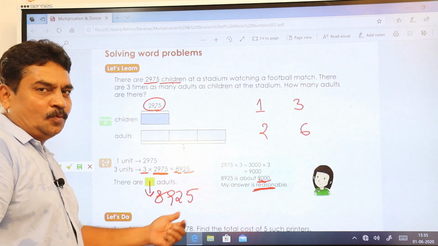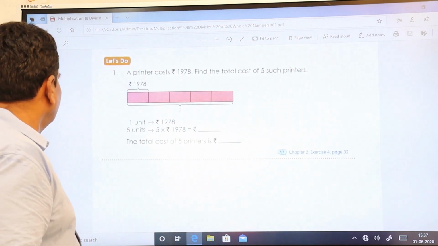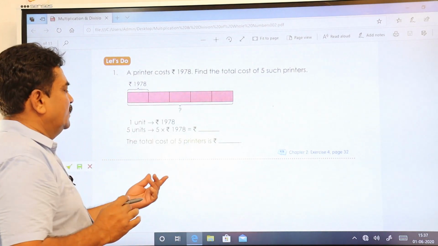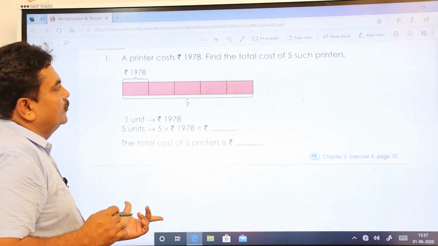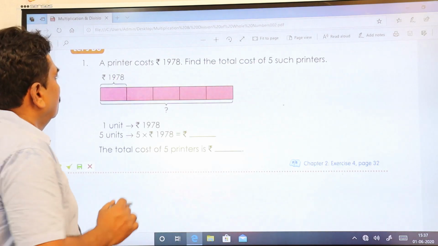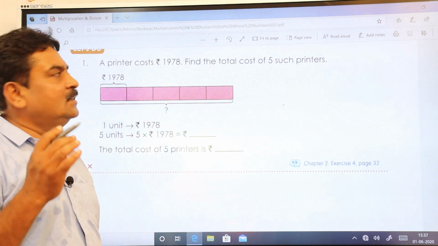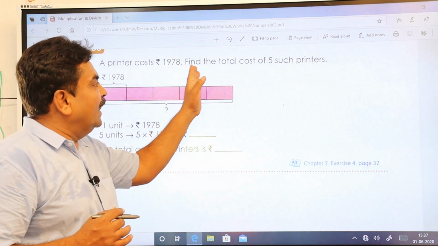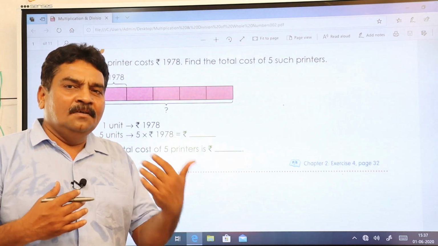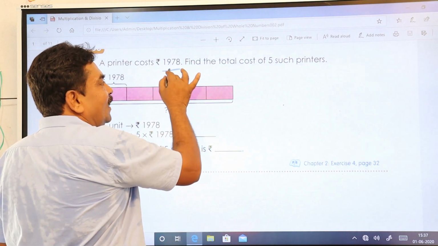Let's do problem here. Let's see. This is your let's do problem. A printer costs 1978 rupees. Find the total cost of 5 such printers. 5 printers means multiples of 5. Yes or no? So you have to multiply this 5 times.